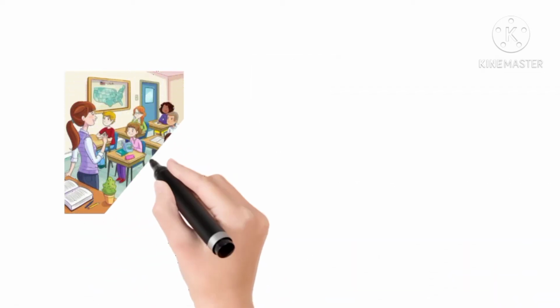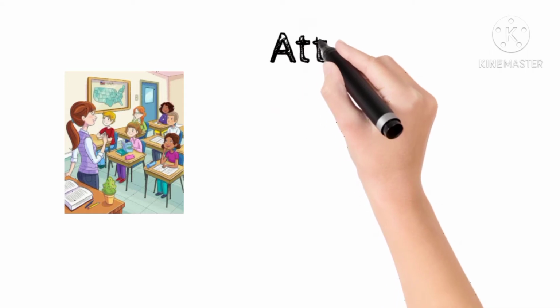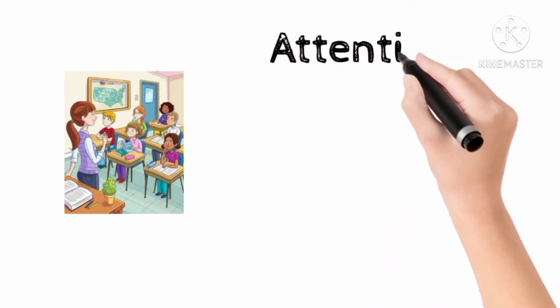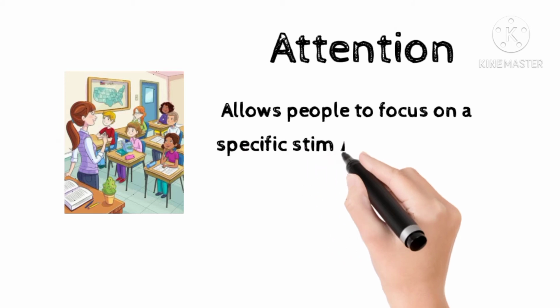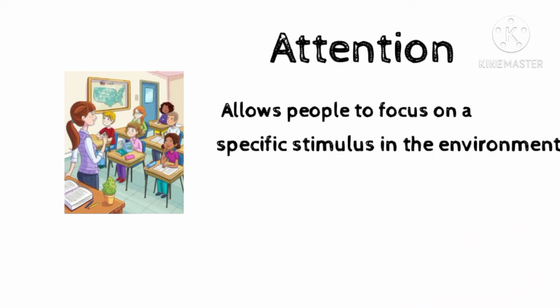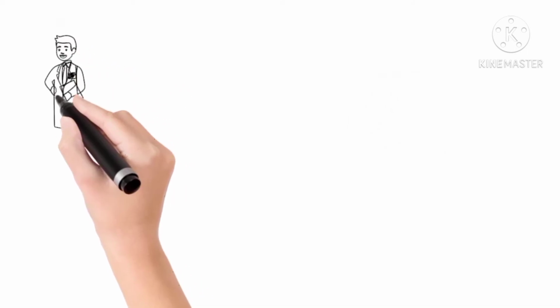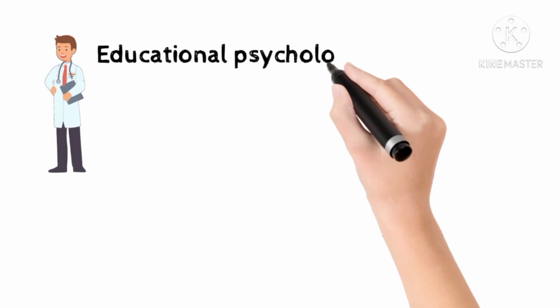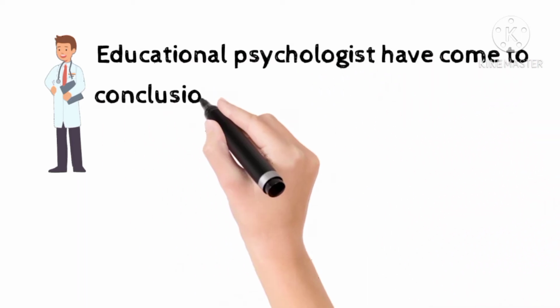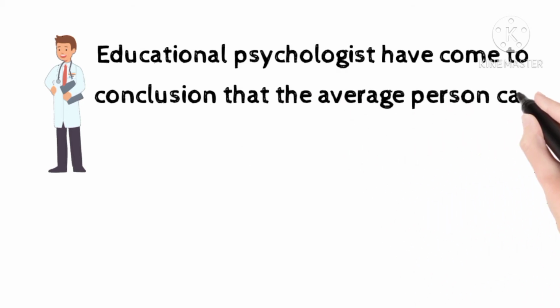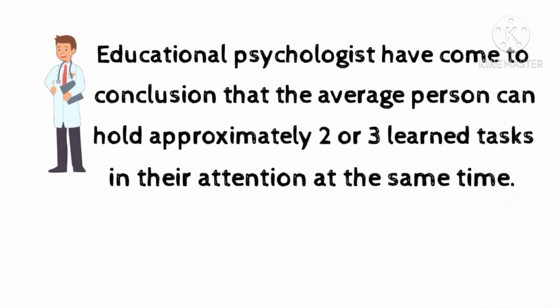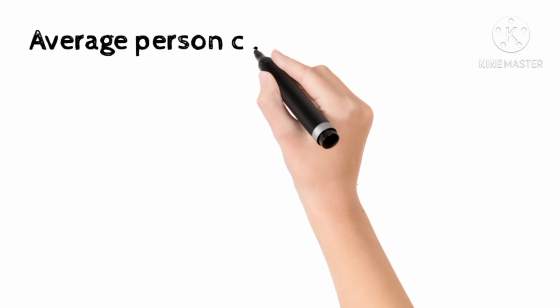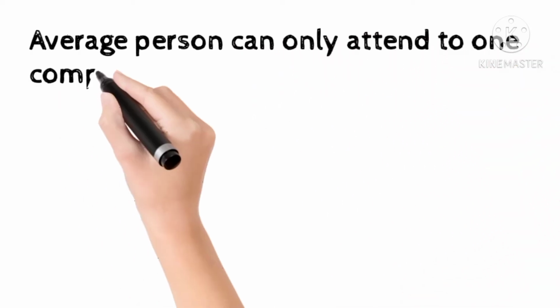So the first step in the cognitive learning process is attention. Attention is defined as what allows people to focus on a specific stimulus in the environment. And according to an educational psychologist, we have come to the conclusion that the average person can hold approximately 2 or 3 learned tasks in their attention at the same time. We also know that the average person can only attend to one complex task at a time.